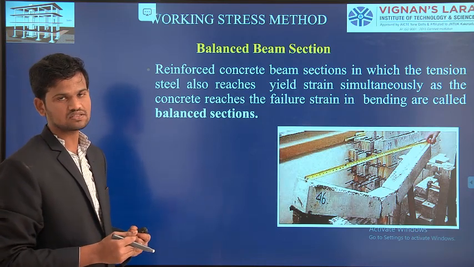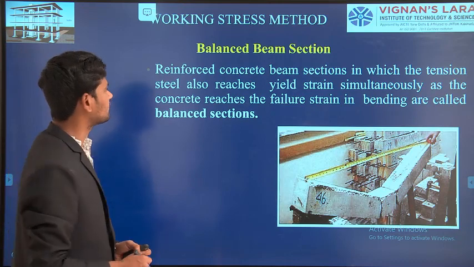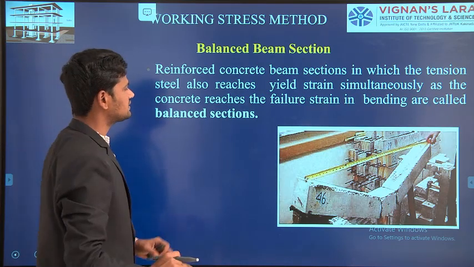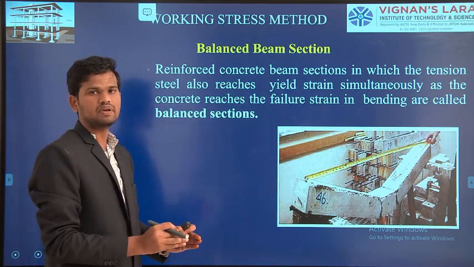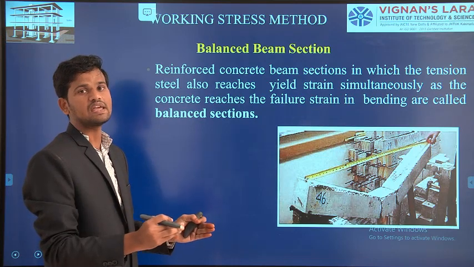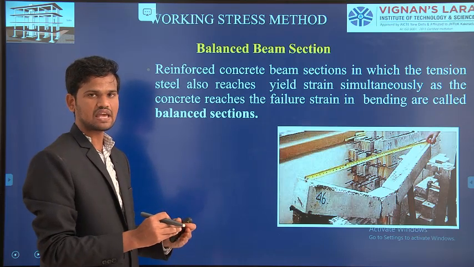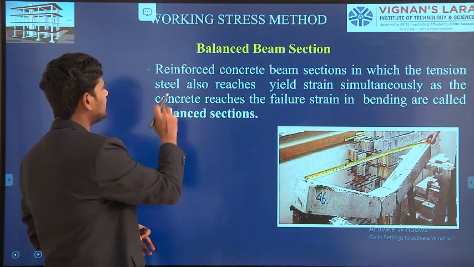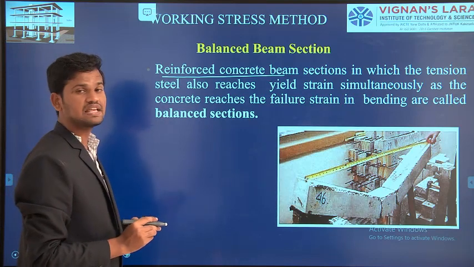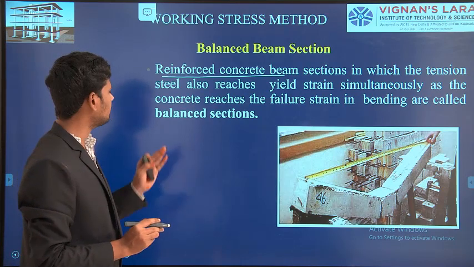Here we will see what is meant by balanced section, what is meant by under reinforced section or under reinforced beam, and what is meant by over reinforced beam. First we will discuss the balanced section. For this, first I am preparing the concrete. After preparation of the concrete, I am making a simply supported rectangular concrete beam, and I am inserting some steel rods in the tension zone to enhance the compressive strength as well as tensile strength. A reinforced concrete beam section in which the tension steel reaches yield strain simultaneously as the concrete reaches the failure strain in bending is called a balanced section.